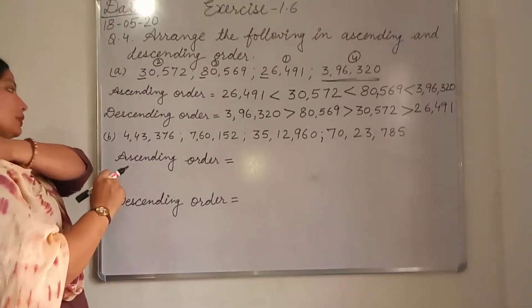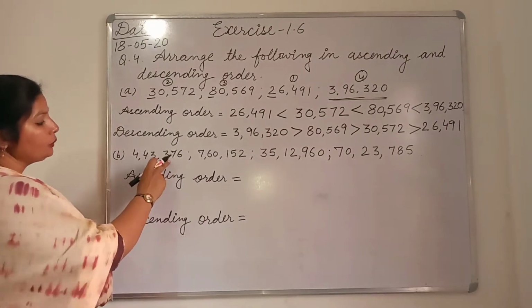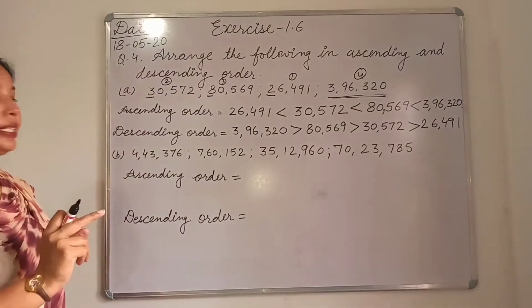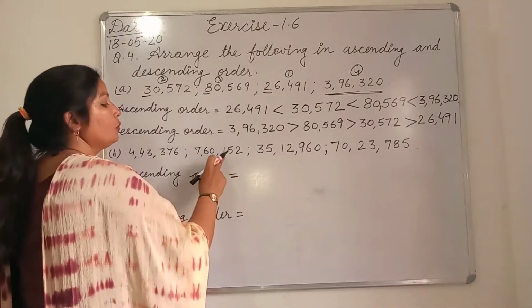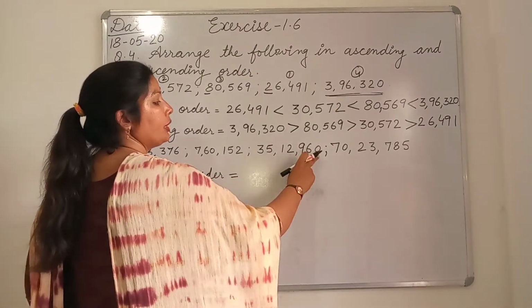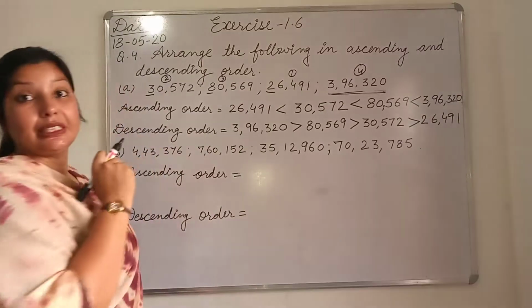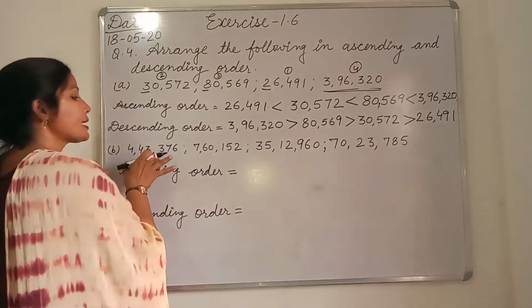In the first number, how many digits are there? You will see 1, 2, 3, 4, 5, 6. So the first number is a 6-digit number. The second number, 1, 2, 3, 4, 5, 6, is also a 6-digit number. The third, 1, 2, 3, 4, 5, 6, 7, is a 7-digit number. That means this is big and these both are small.